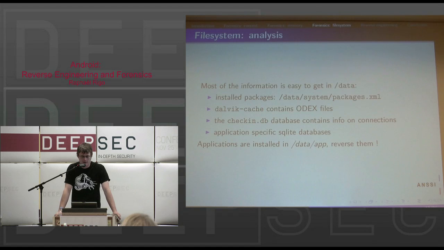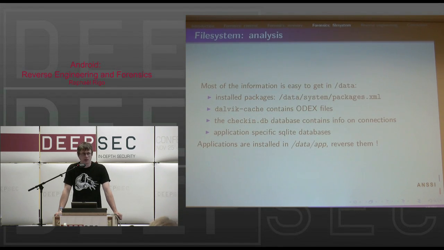Once you get access to the file data, it's pretty easy to analyze. Almost everything is in the /data path. You can get a list of installed packages. You can find the Dalvik cache, which contains optimized files for all the running applications. I will get back to it later. For example, get the checkin.db database that contains a lot of information on connections, when the network is going up, when it's going down. So you can find pretty interesting data in this database.